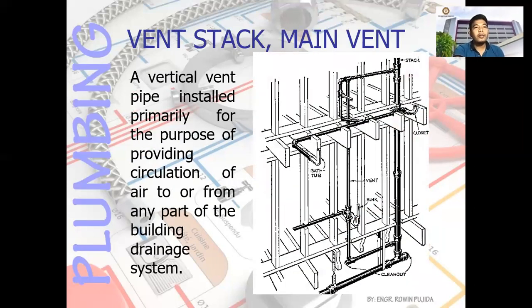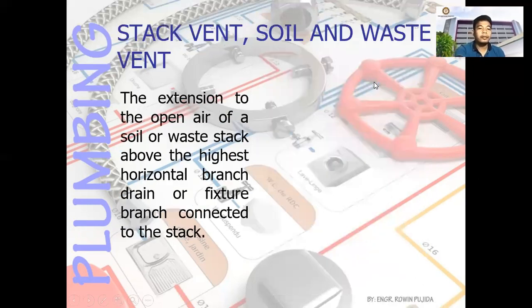Okay. Next, you have the vent stack or the main vent. A vertical vent pipe installed primarily for the purpose of providing circulation of air to or from any part of the building drainage system. So this is the main stack, this one. And this is the main vent, this one. Then the main stack, the vent stack.